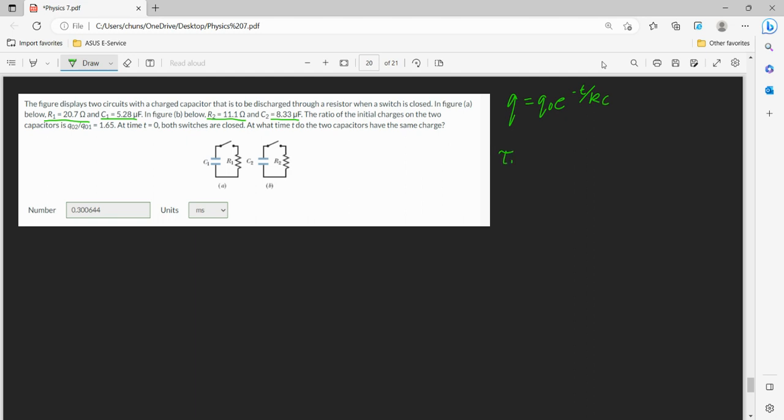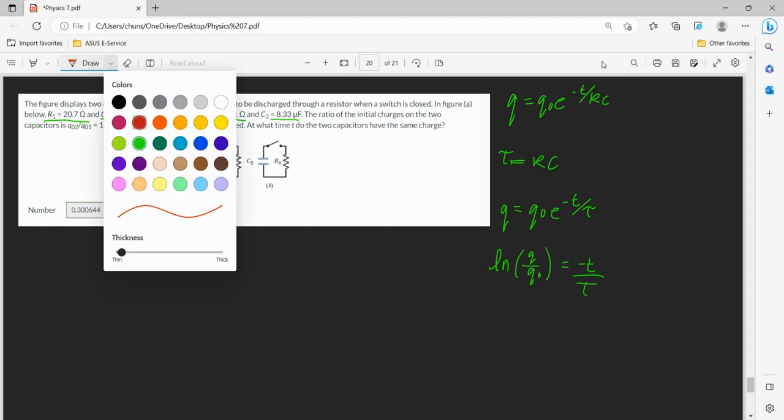And we know that tau is equal to RC, right? So we can rewrite this in our form, negative t over tau. And we want to find time, so we have to isolate for our t. So we are going to apply ln. I'm going to move this Q over. So this is our Q over Q naught, and this is equal to negative t over tau.